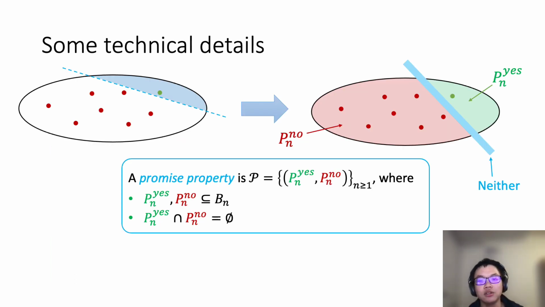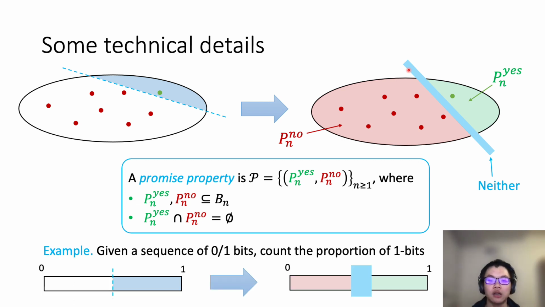There are some technical details for this definition. Actually, we must first generalize the properties to promise properties, which are 2 sets P_n yes and P_n no, and the algorithm is only required to distinguish the function being in P_n yes or P_n no. If the function is in neither of them, then the algorithm can output anything. We just don't care. That is, intuitively, instead of having a blue line separating the red points and the green points, we have a white-blue strip here, and the algorithm can output either yes or no on this strip.